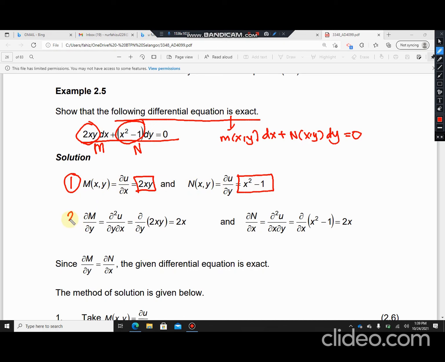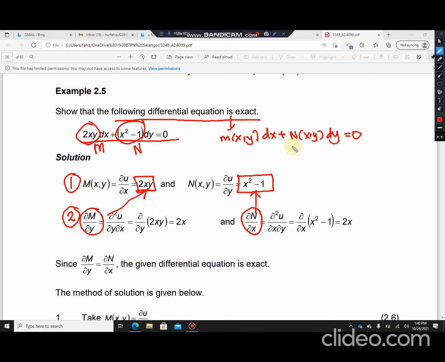Okay, second one, bila kita nak tunjukkan dia adalah exact, kita kena show that delta M, delta y must equal to delta N, delta x. So how to show delta M, delta y is equals to delta N, delta x? Maksudnya M ni awak kena differentiate terhadap y, and N kena differentiate terhadap x. Yang ni kita akan gunakan partial derivative. So macam mana partial derivative?